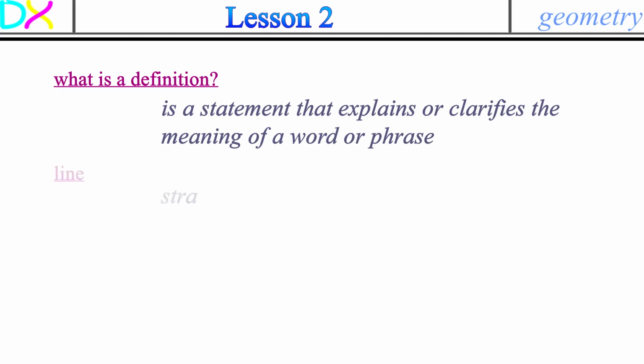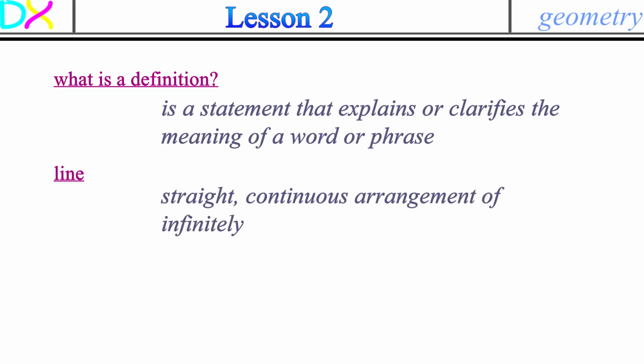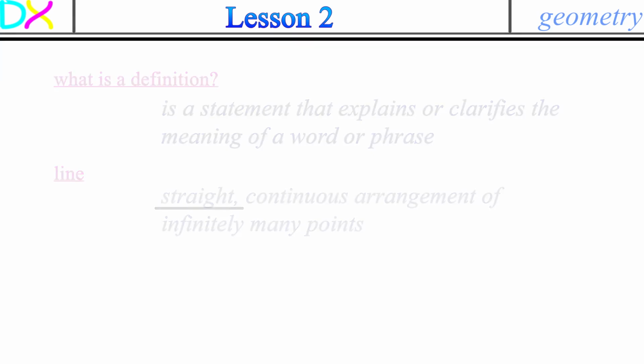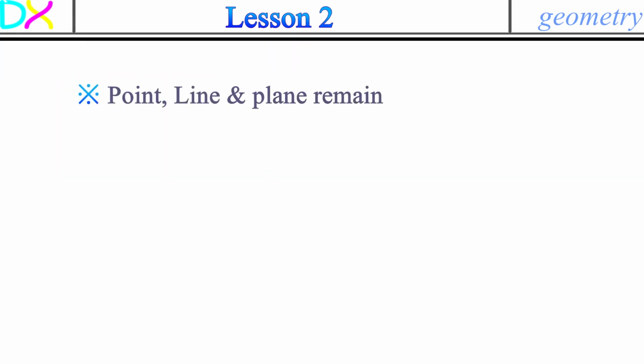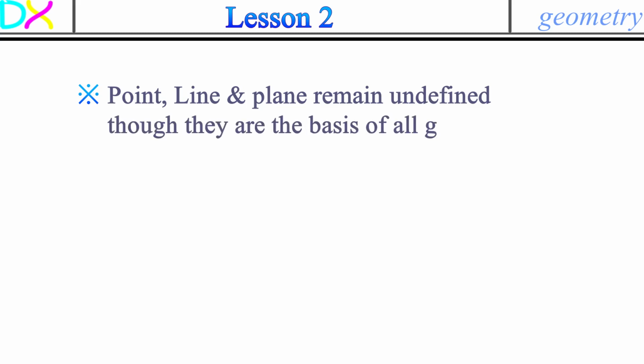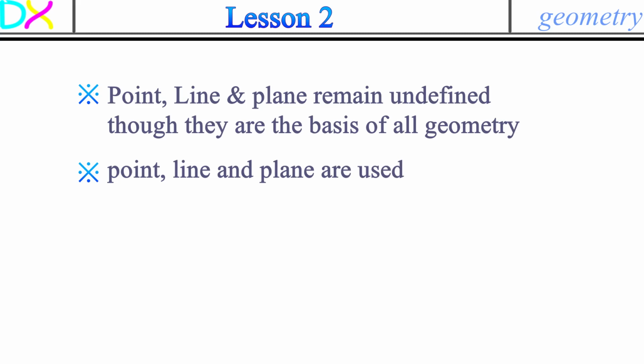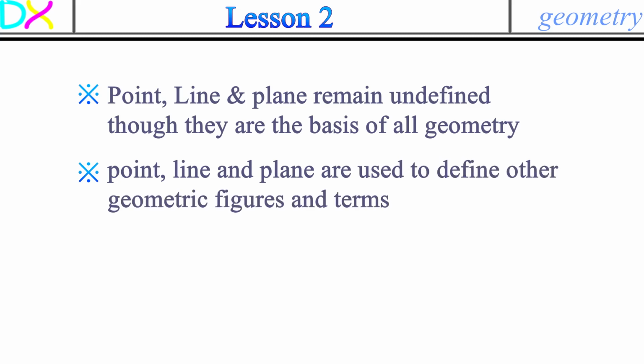We defined line as a straight, continuous arrangement of infinitely many points. In this definition, what is straight? What do we mean by saying a line is straight? Therefore, these three terms, point, line, and plane, remain undefined, though they are the basis of all geometry. With these three terms, we can define all other geometric figures and terms unambiguously.